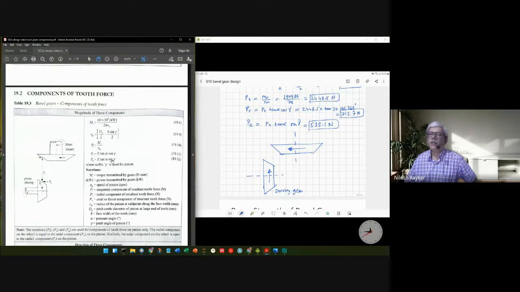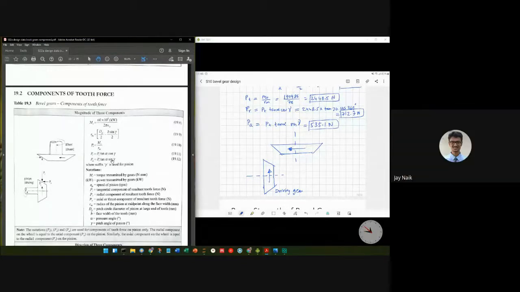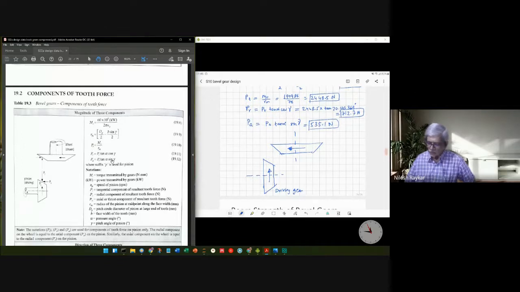Can somebody tell whether the tangential force for the pinion will come out of the paper or go into the paper? Out of the paper. It will be out of the paper to oppose the motion. So the tangential force would be 2448.5, which comes out, and for the gear it will go into the paper.